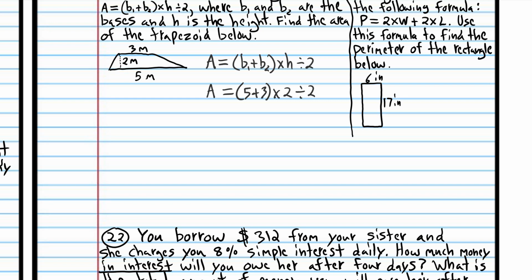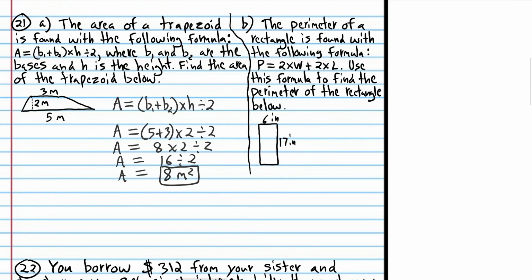All right, we're back. So PEMDAS tells us to do parentheses first. Then it tells us to multiply, because we have multiplication and division, so we have to move left to right. So multiply, and then we get the final answer, which is 8, and we have to put meters squared because it's area. So if you got 8 square meters, good job. All right, part B, the perimeter of a rectangle is found with the following formula. Use this formula to find the perimeter of the rectangle below. So see if you can do this problem, and when you come back, we'll do it together.